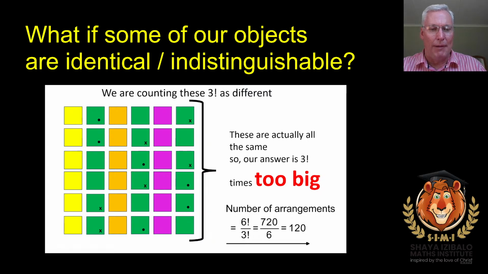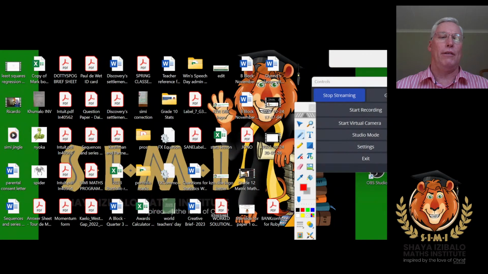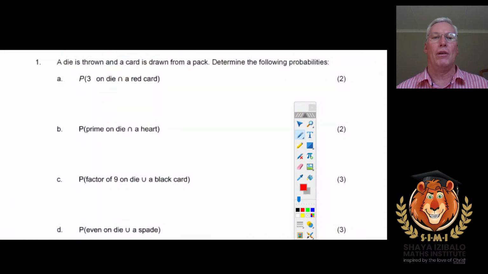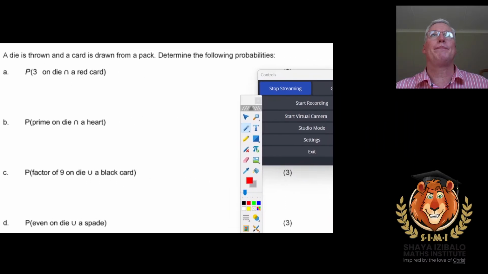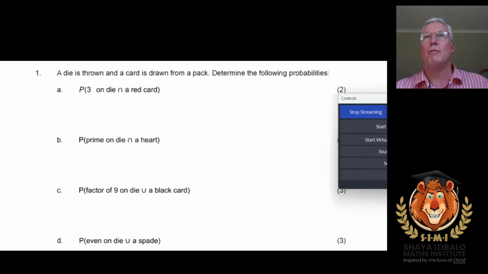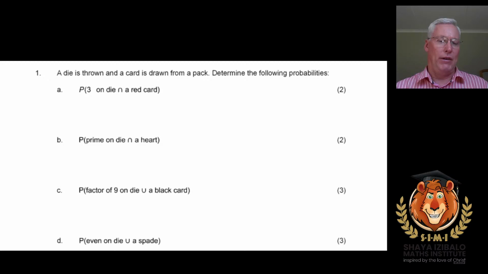Hopefully this will all make a lot of sense to you as we go through, and we can just get the right screen up. All right, there we go. So we're going to dive straight into some probability, and here it is.